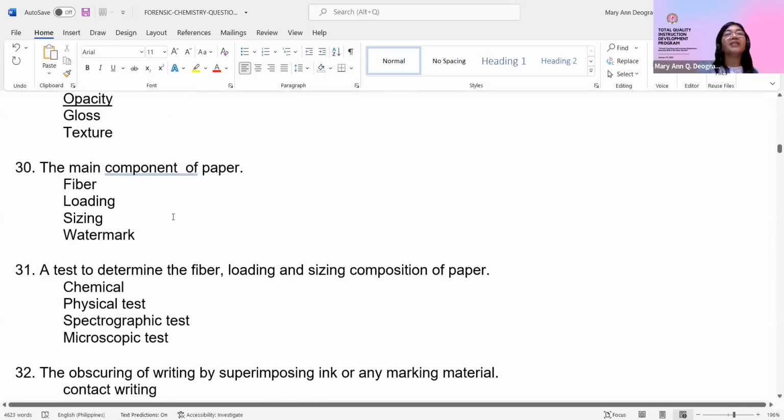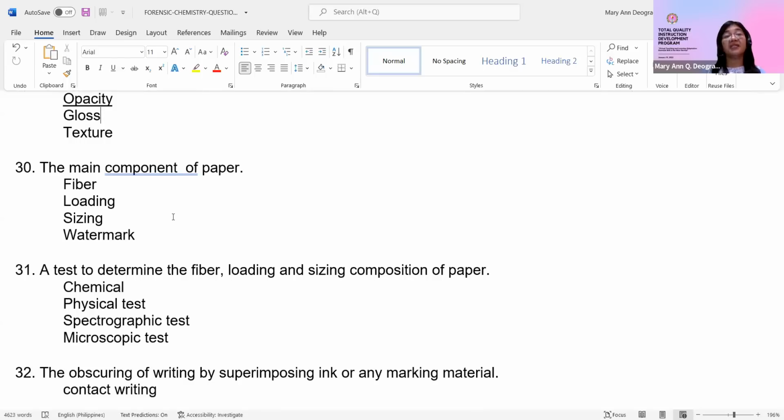Main component of paper. So, watermark, hindi kasama yan kasi design yan. O, alin sa tatlo? It's the letter A. Okay, so letter A. Marurunong na Sir Incad to mga estudyante mo, papasa na lahat to.